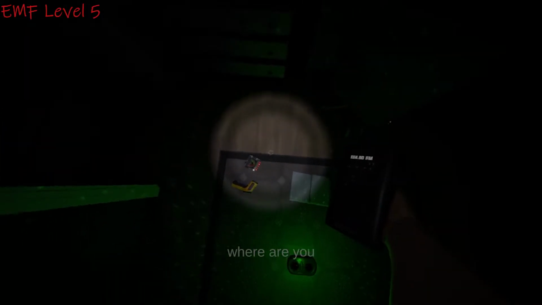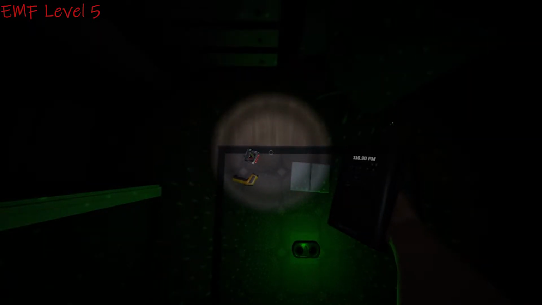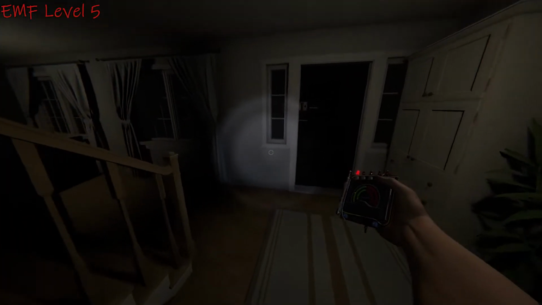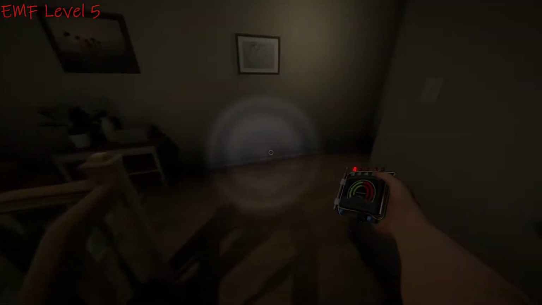EMF Level 5. EMF Level 5 can be found by using the device, turning it on and placing it near any interaction that the ghost has done within the house. It can be left on the ground or in your hand.